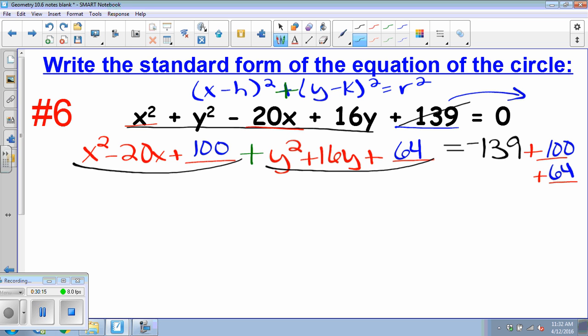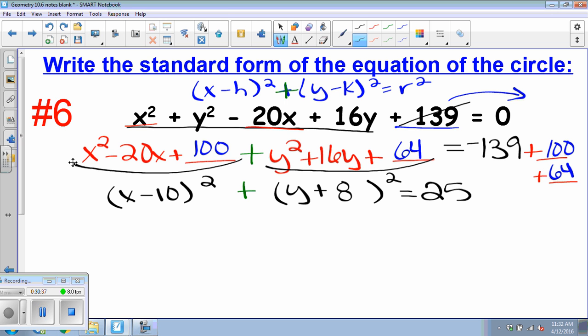Okay, so what is this? It would be something squared. So that's (x minus 10) squared. Here's our plus. Something squared, what is that? (y plus 8) squared equals, calculate that, 25. That's it. What's my center? 10, negative 8. And what's my radius? 5. So if it asks you to write the equation, you stop there.